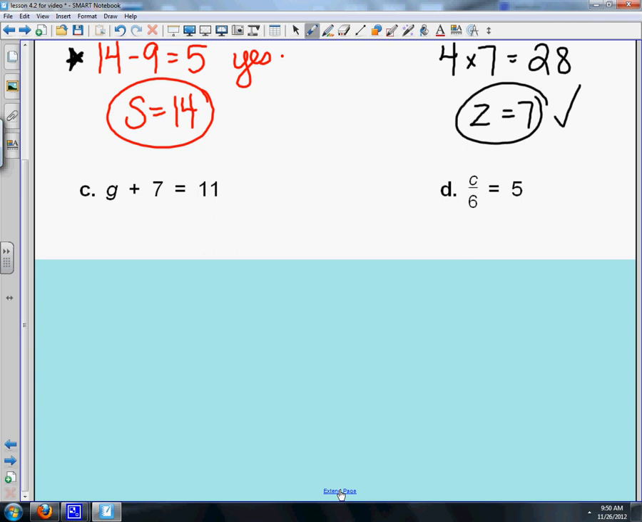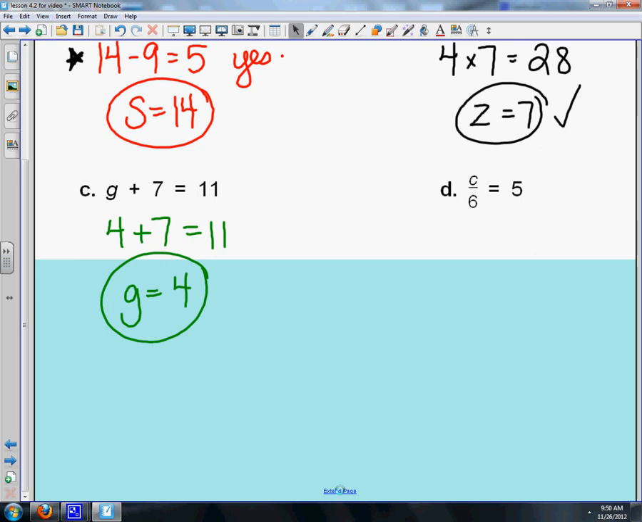Okay, so what plus 7 equals 11? I have to add from 7 up to 11, so that is 4 plus 7 equals 11. So I know that G equals 4.